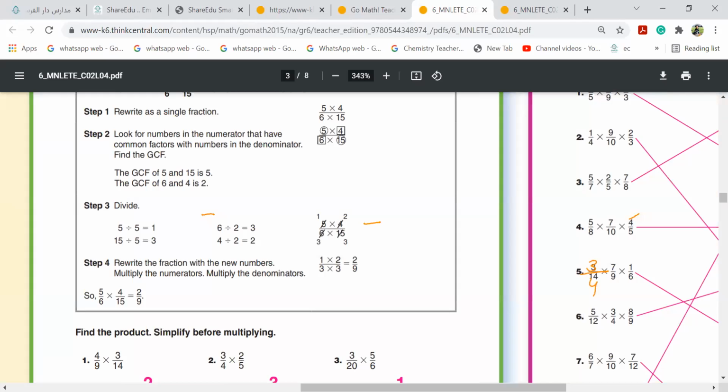4 over 9 and 3 over 14. Yalla, do it, girls. Come on, do this. 4 over 9 and 3 over 14. Miss, can I try? Take a white paper and do it.